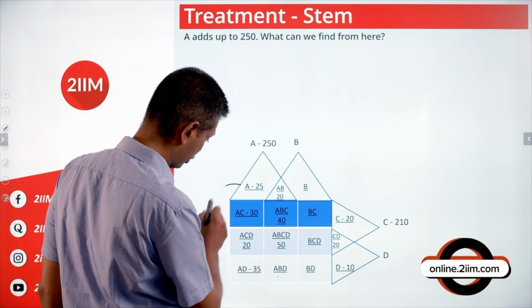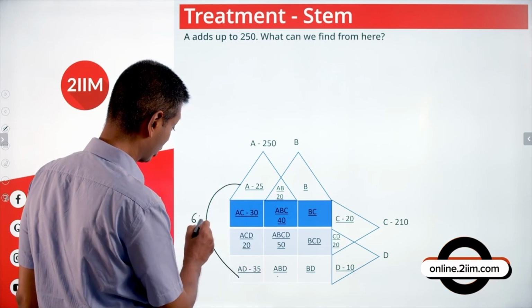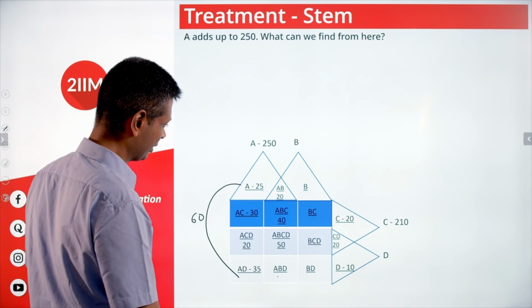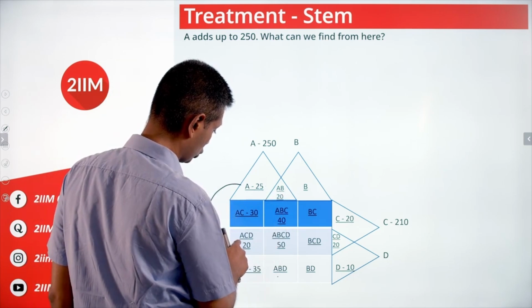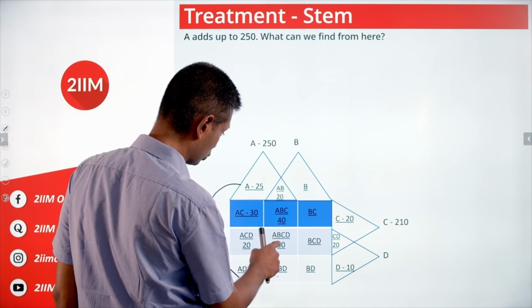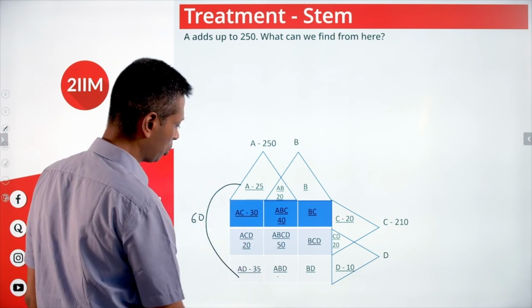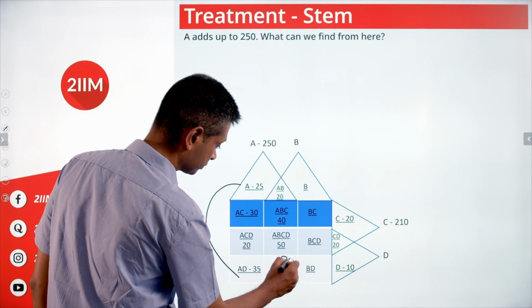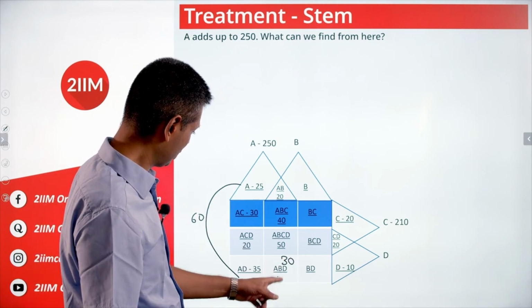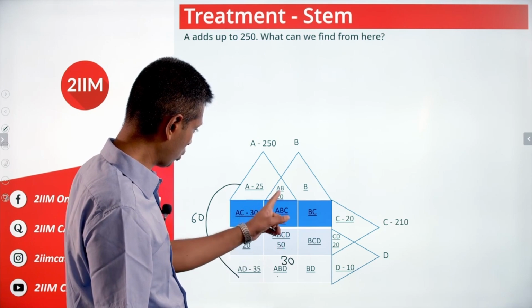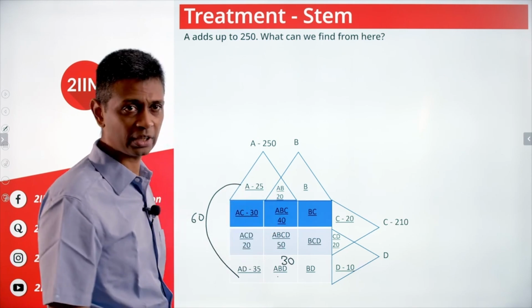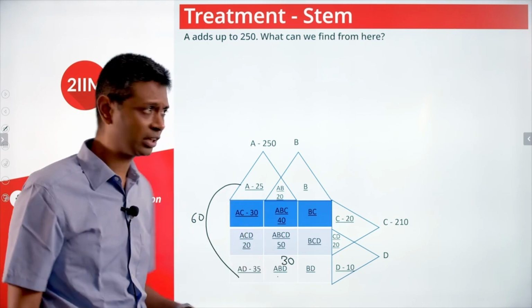25 plus 35. These two add up to 60. I like to club the 5 terms together. 60, 80, 120, 150, 170, 220. 220 overall, so this number should be 30. And just checking this, 30, 50, 80, 100, 130, 170, 190, 190 plus 60, 250. Lovely. So we can find this, we have to fill that in.